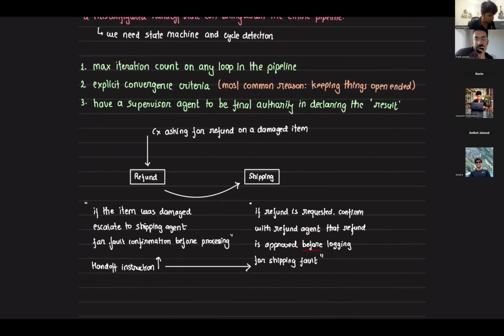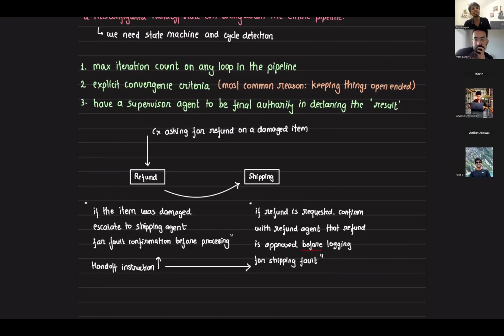Now imagine you have two agents. One is a refund agent, one is a shipping agent. A customer is asking for a refund on a damaged item. And there is a line written in the agentic loop prompt for the refund agent, which says, if the item was damaged, escalate to the shipping agent for fault confirmation before processing.